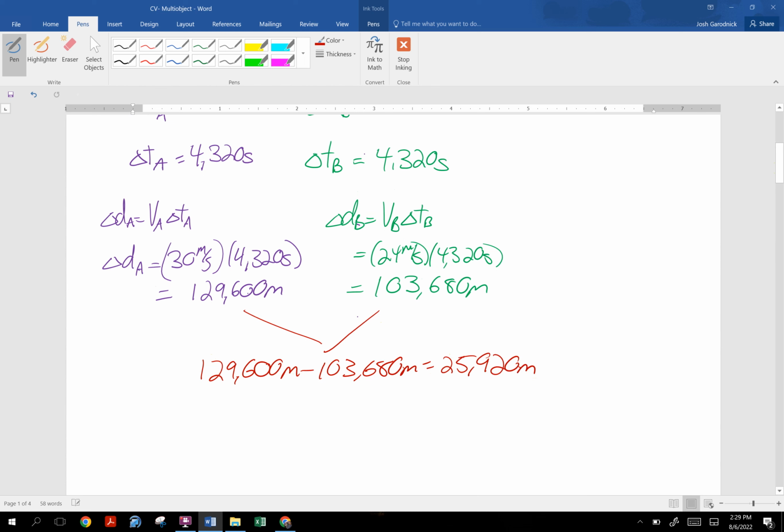25,920 meters apart. Yay! Now, some of you may be thinking, yeah, but can't you just take the difference between the two velocities, which would be 6 meters per second, and then multiply that by the time? Yeah, that's a great idea. I like that you may have seen that. And it does work for this scenario.